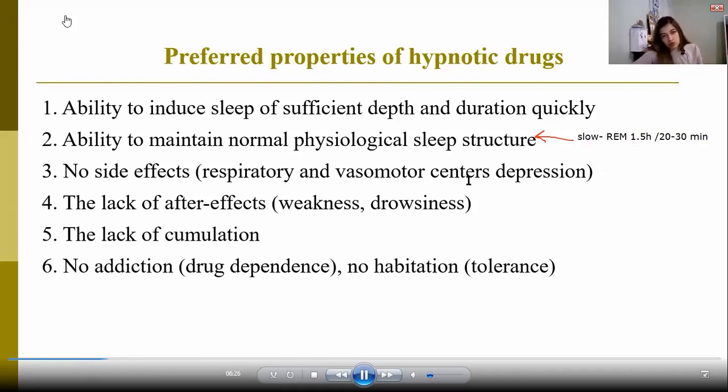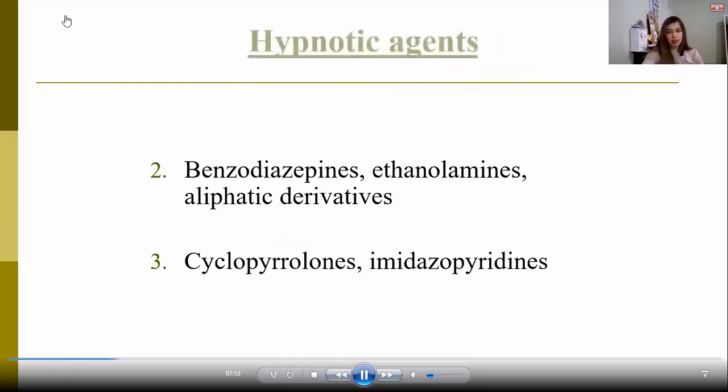Of course, we want fewer side effects like respiratory and vasomotor center depressions, and the lack of after effects, such as weakness and drowsiness. These are effects which a patient can have after he wakes up in the morning when he uses these drugs. The lack of cumulation, if you remember from general pharmacology, is the accumulation of the drug or effects in the body. And also we want no addiction or drug dependence or habituation. Well, to tell you the truth, almost no hypnotic drug has such a good list of properties, because there is no ideal hypnotic drug.